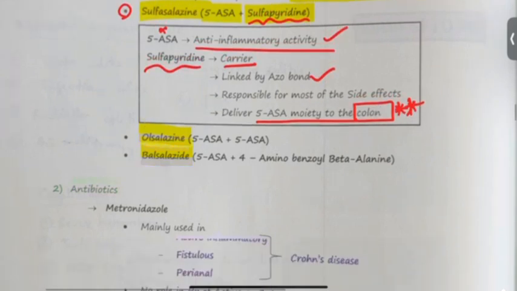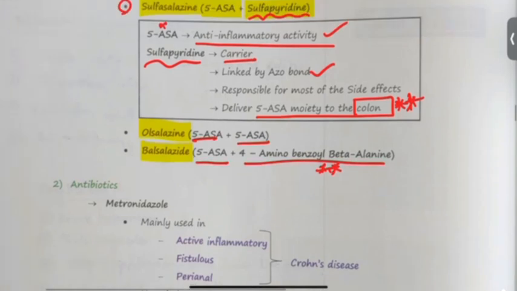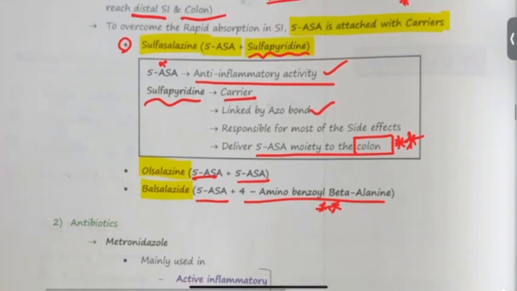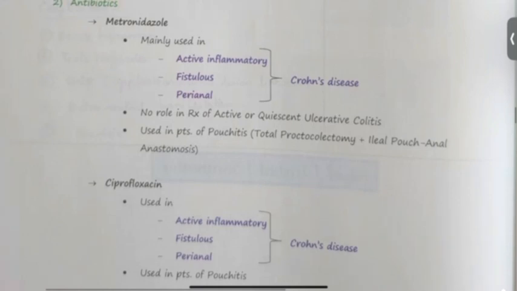Okay, the next one is 5-ASA plus 5-ASA, olsalazine, which does the same thing, and balsalazide, that is 5-ASA plus 4-aminobenzoyl beta alanine. These all act as carriers. So these three drugs are used as ASA agents now. Okay, so the mainstay of treatment is ASA agents.